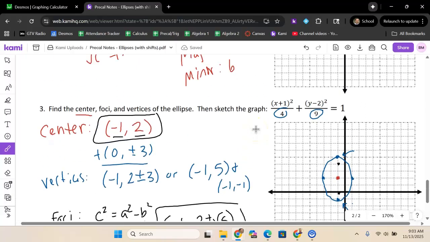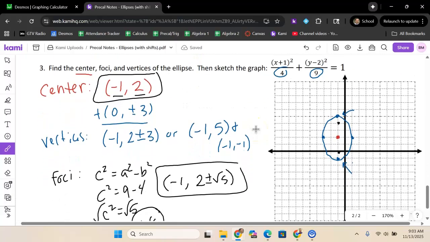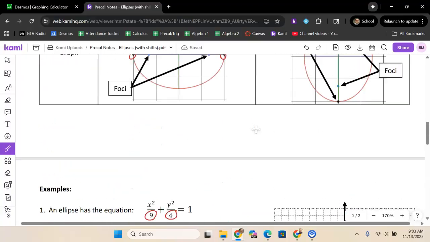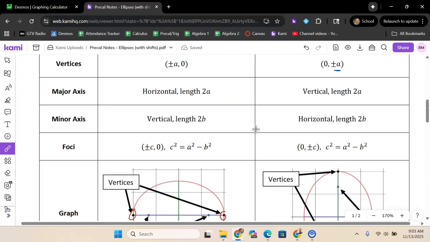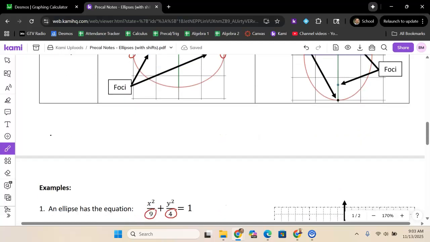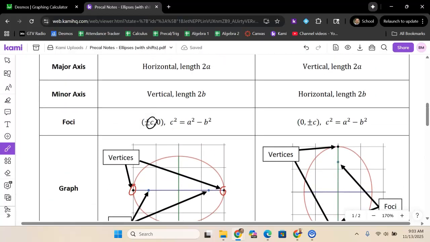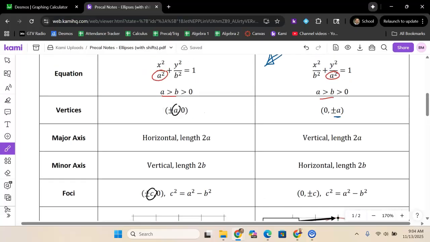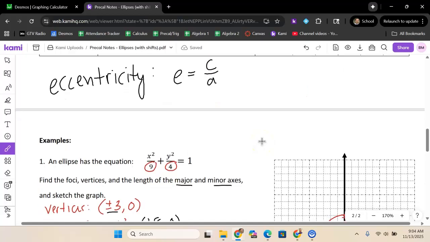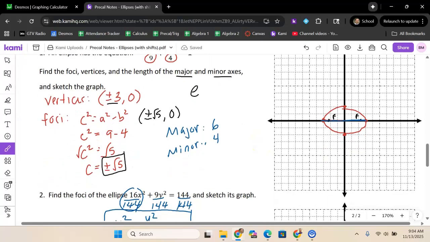There is one more piece of information about ellipses that I do not have on these notes that I do want to talk about, so I'm going to add this to the bottom. That is the idea of eccentricity. Going back to the front page, I'm going to add this idea of eccentricity. Eccentricity is c divided by a. So that's whatever you got for your number for your foci divided by whatever you have for your vertice number. If I was doing that on this first example, the eccentricity would be the square root of 5 divided by 3. It's just that number divided by that number.